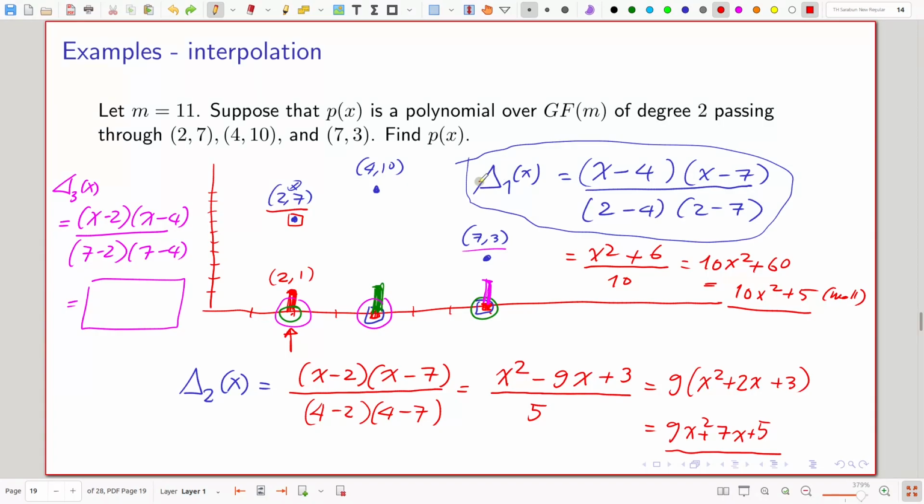So if you multiply delta 1, I'll get this polynomial. If I multiply delta 2 with 10, I'll get a polynomial that probably looks like this. Go through this. Okay. And if I multiply delta 3 with 7, I would probably get this.